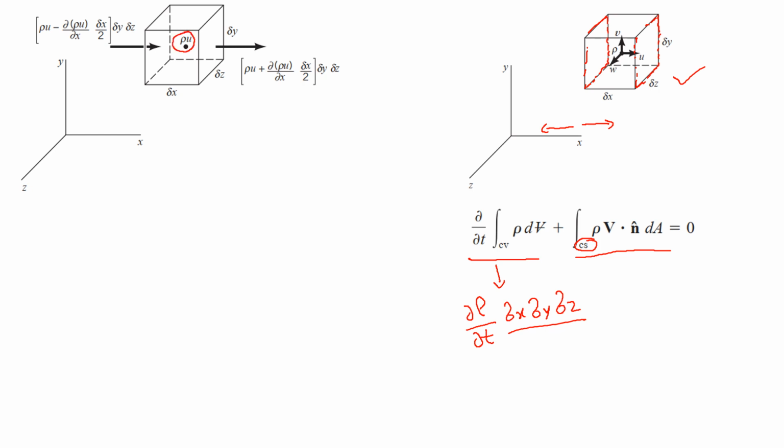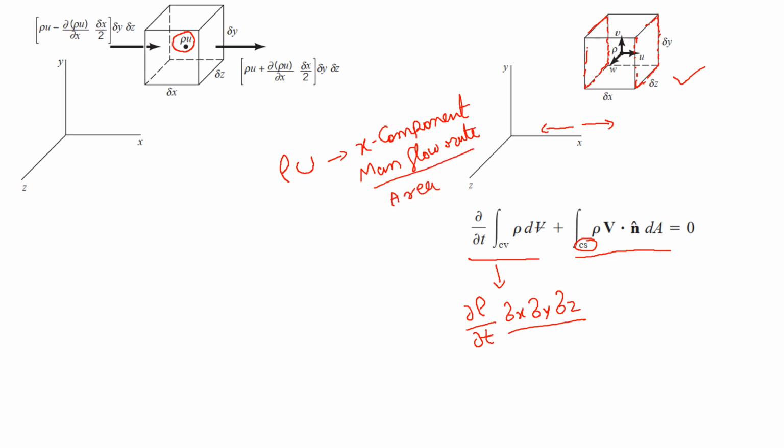So to do that, let's take this figure, and in this figure our original mass flow rate per unit area is this. This is in terms of density and velocity u. So this mass flow rate per unit area is in the x direction. This is the x component of mass flow rate per unit area.